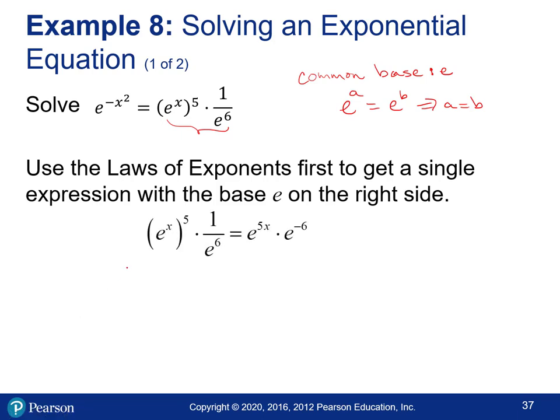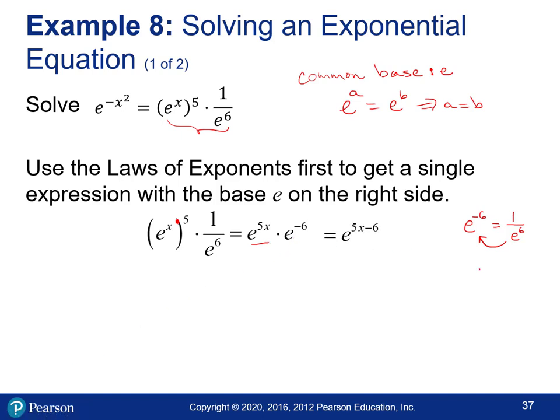Okay, so let's use our rules of exponents. So e to the x to the 5th, those get multiplied. So that's e to the 5x. And then over here, 1 over e to the 6th can be rewritten as e to the negative 6. And that's because if you want to go backwards, if you have a negative exponent, that says to move your base down to the denominator and take off the minus sign. So we're just going the other direction to bring it back out of the denominator. It's e to the negative 6.